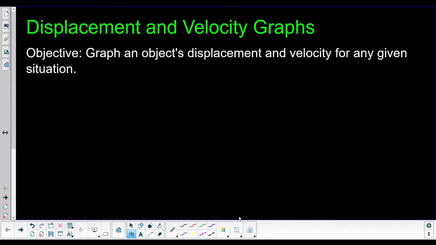So we are going to talk about displacement and velocity again today. But today we're going to really focus on graphs and how we can get different graphs of the two different variables from different problems and how the two graphs relate to each other. So there's going to be some super important information here.